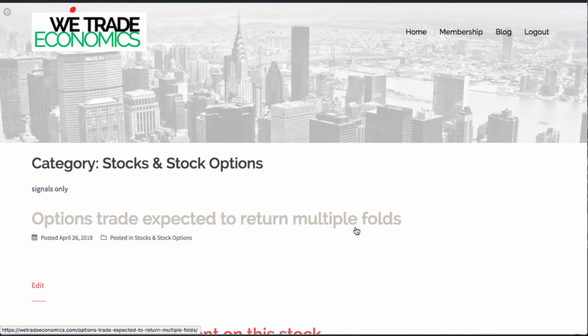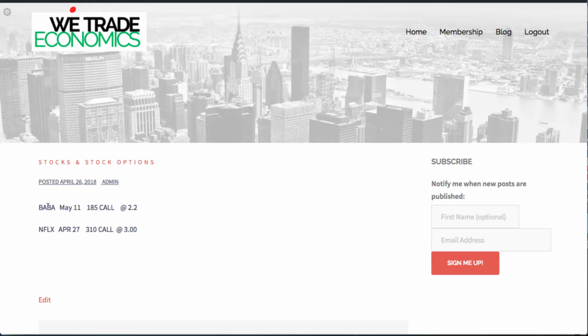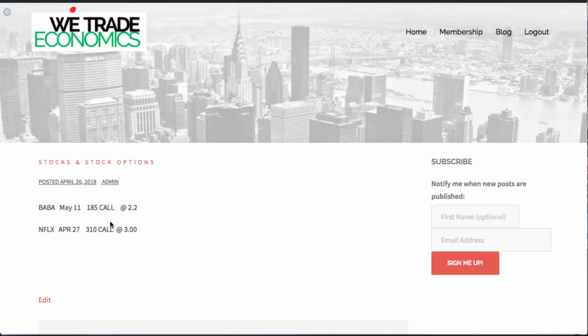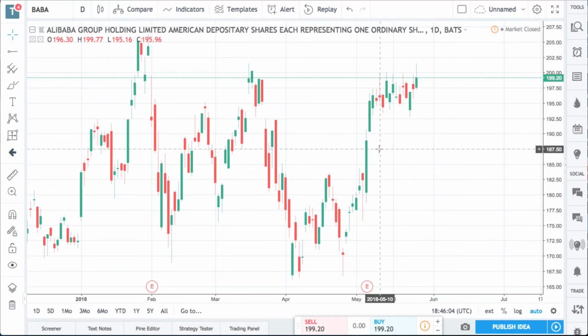Option trade is expected to return multiple folds, and this was BABA calls. If somebody's trading options, this is BABA calls May 11, 185. So this was an options trade that I posted on the 26th. BABA May 11, 185 calls. So let's see how it performed.